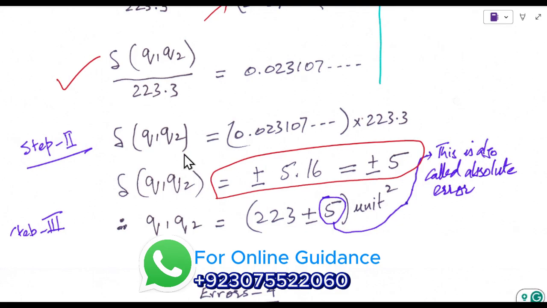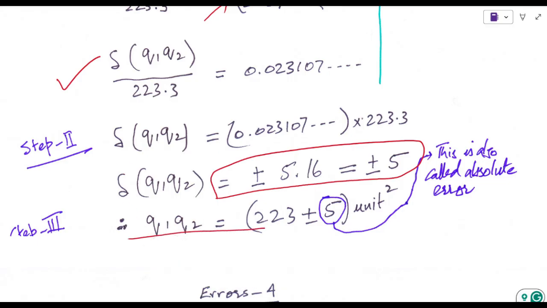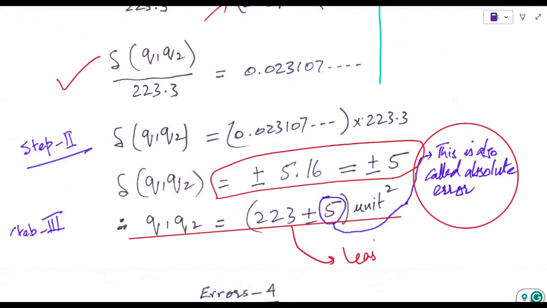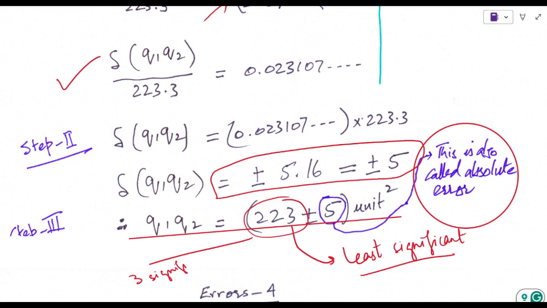Okay. So step 3 is writing of the answer, and we write down Q1 Q2 is equal to 223 plus minus 5. Please note that the uncertainty will be in the least significant figure of the answer, that is 3 in 223. 3 is the least significant. I have written the answer in 3 significant figures because if we look at the data of Q1 and Q2 on top of the page, both of them were in 3 significant figures. So this should be the right answer.